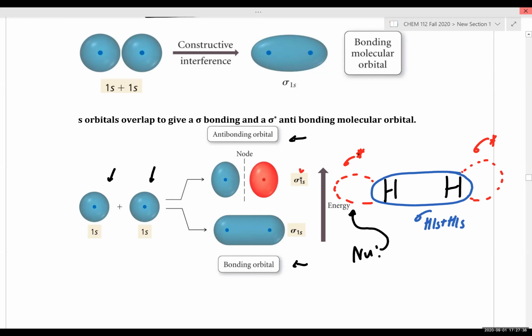Is everyone comfortable with this idea of bonding and antibonding orbitals so far? Any questions on this example?